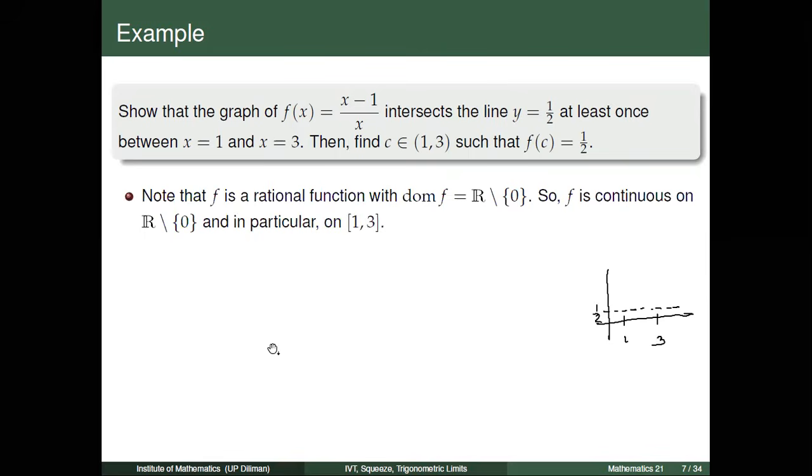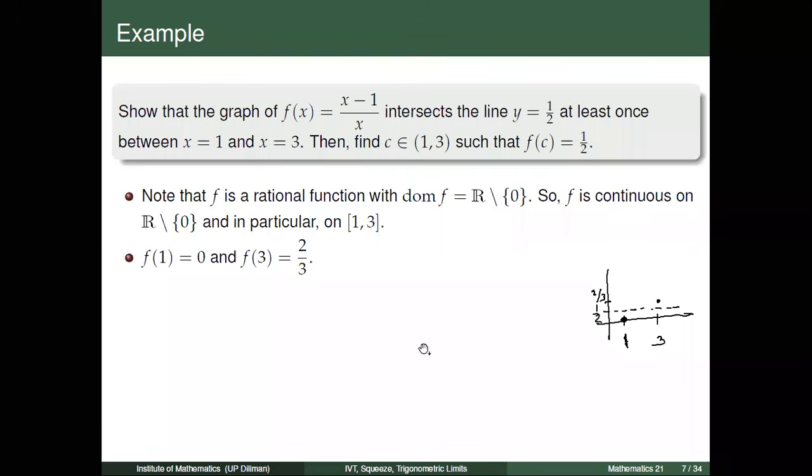Next, we evaluate the function at the endpoints. What is f of 1 equal to? f of 1 is 1 minus 1 over 1, or 0, while f of 3 equals 3 minus 1 over 3, or 2/3. So to illustrate, f of 1 is 0, while f of 3 is 2/3. And we know that 2/3 is greater than 1/2.